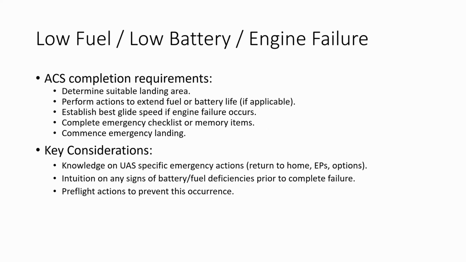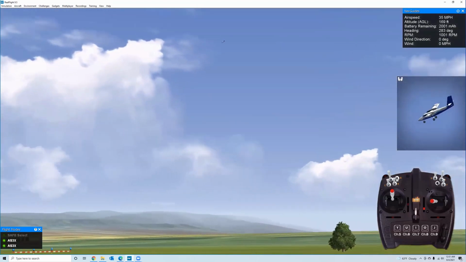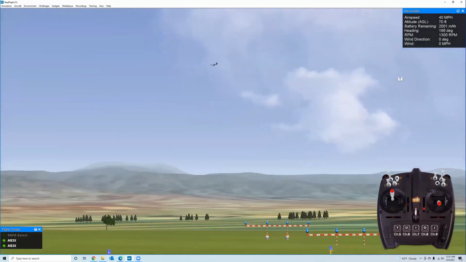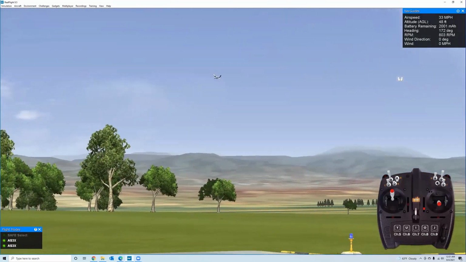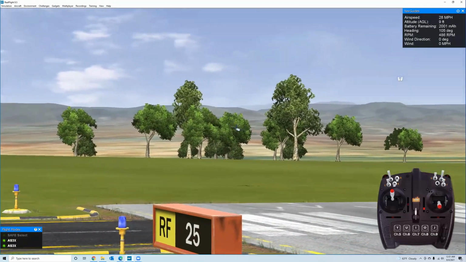The last maneuver we're going to talk about today is low fuel, low battery, and engine failure with emergency landing. Abeam the numbers, power will be cut. Aircraft pitch will need to be pushed down to maintain best glide airspeed. And the aircraft will slowly present itself in the same pattern that it did for a normal landing.